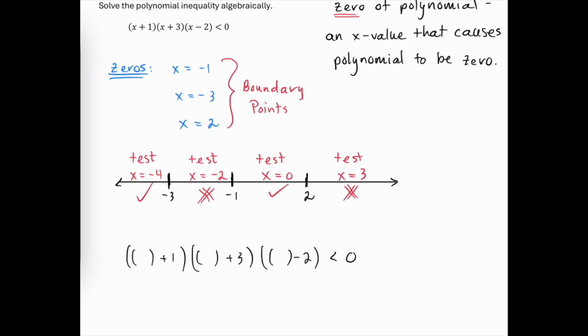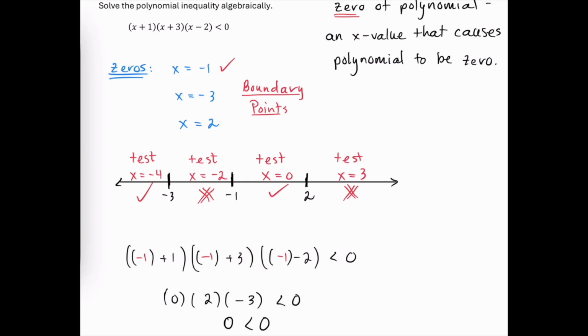So now that we know which intervals work, it's time to also check the boundary points themselves. So let's begin with x equals -1. -1 when plugged in here is going to give us -1 plus 1, which is 0. And again, we plug -1 into all of them, so -1 plus 3 is 2, -1 minus 2 is -3. But since one of our factors is 0, this entire thing turns into a product that's equal to 0.